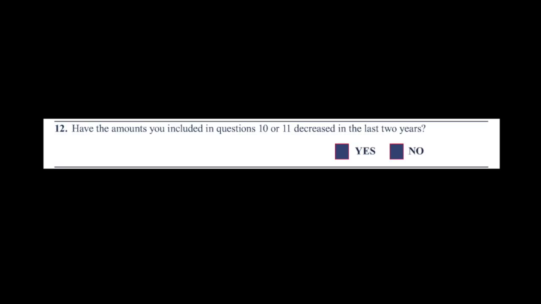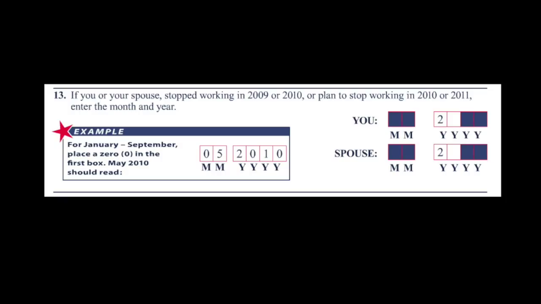Question 12 asks if your wages or your self-employment earnings have decreased in the last 2 years. Put an X in either the yes or no box. Question 13 gives you an example of the years and may be different because of our older paper application. The online application will list the correct years. The question being asked is if you have stopped working in the last 2 years or plan to stop working this or the next year going forward. You need to list the month and year you plan to stop working.